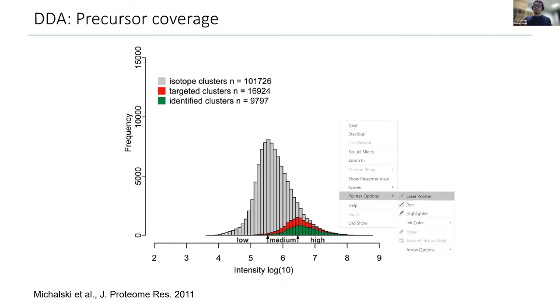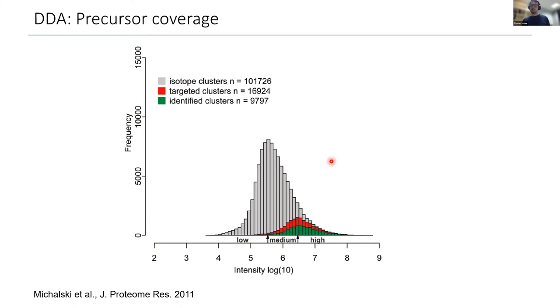So in this histogram here, the distribution shows all the isotope clusters or features, all these colorful rectangles that I showed on a few slides before, detected in this specific experiment. And then out of these, those that were identified as peptides by MSMS are colored in green. And those that were targeted for MSMS are colored in red. And you see here the proportion of those targeted and identified is actually less than the overall number of peptide features that the mass spectrometer could potentially detect in our sample.